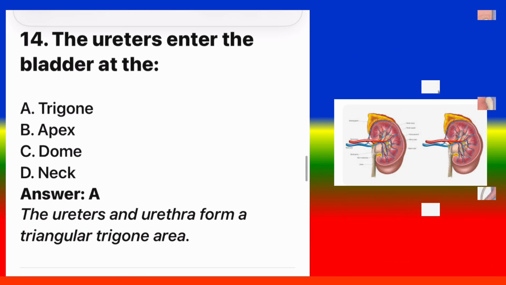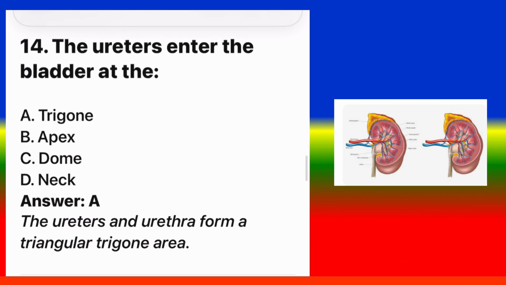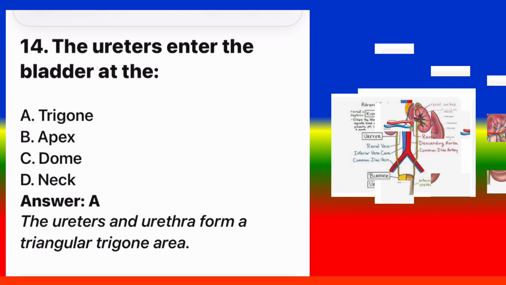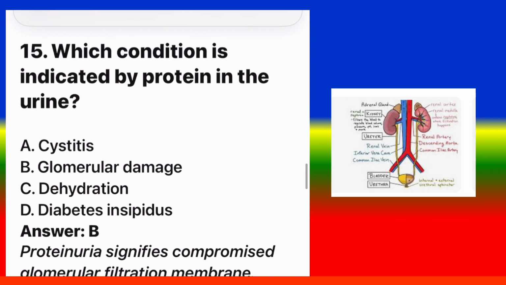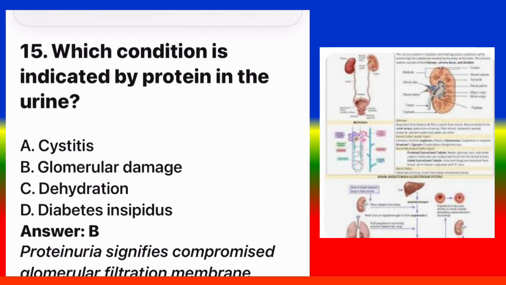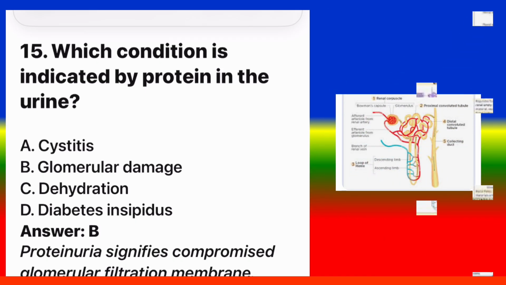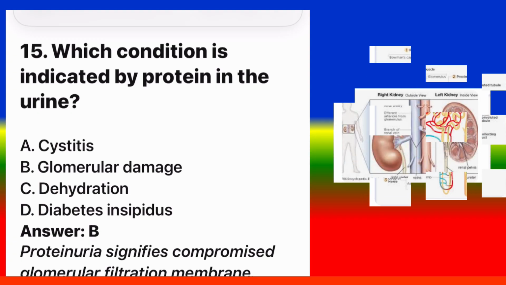14. The ureters enter the bladder at the A. Trigone. B. Apex. C. Dome. D. Neck. Answer A. The ureters and urethra form a triangular trigone area. 15. Which condition is indicated by protein in the urine? A. Cystitis. B. Glomerular damage. C. Dehydration. D. Diabetes insipidus. Answer B. Proteinuria signifies a compromised glomerular filtration membrane.